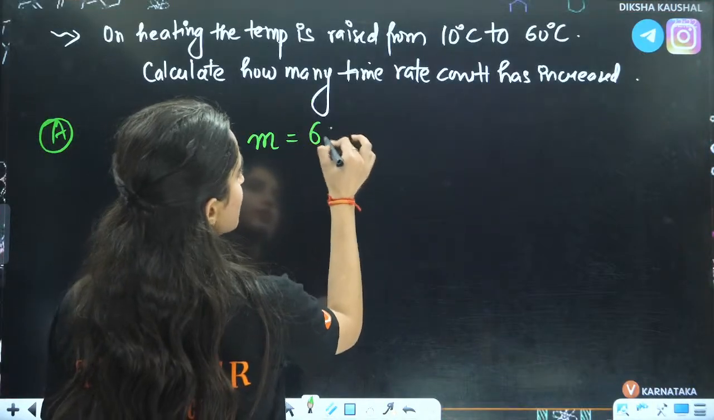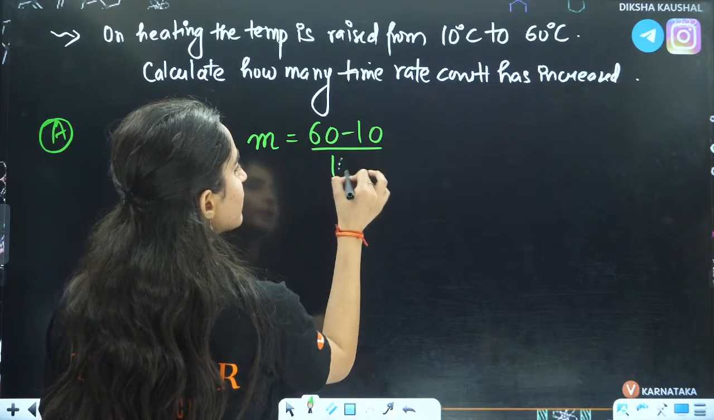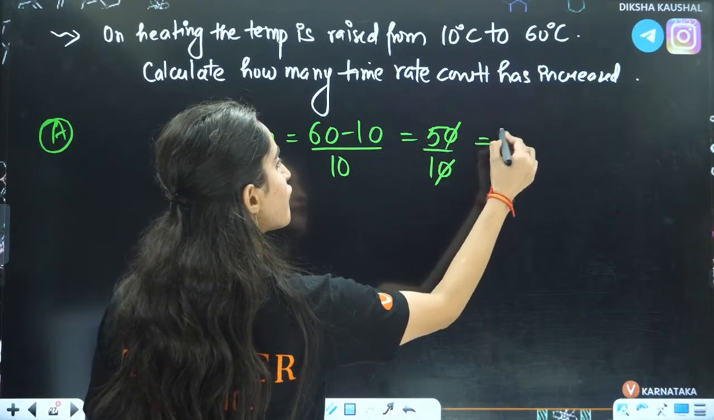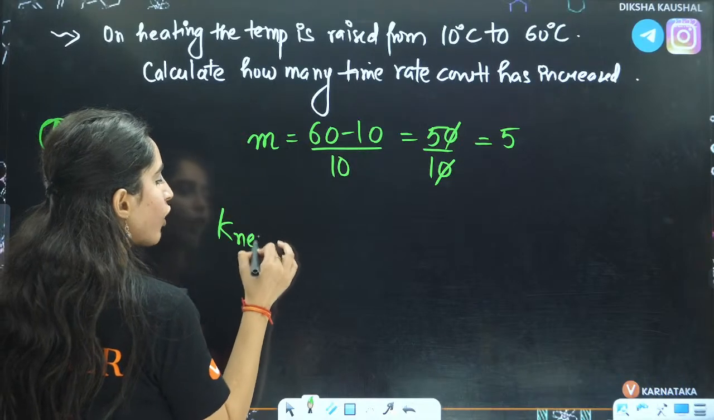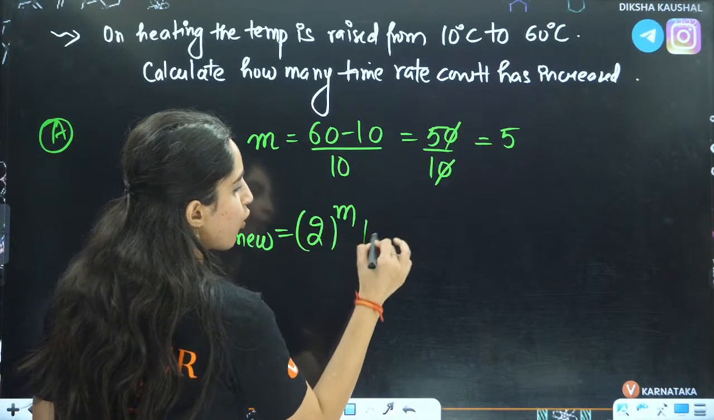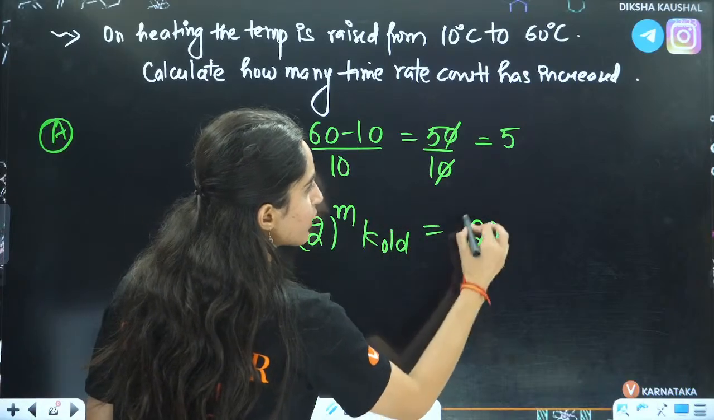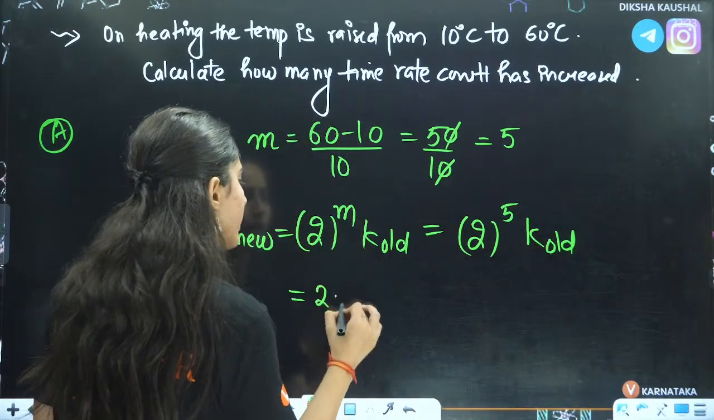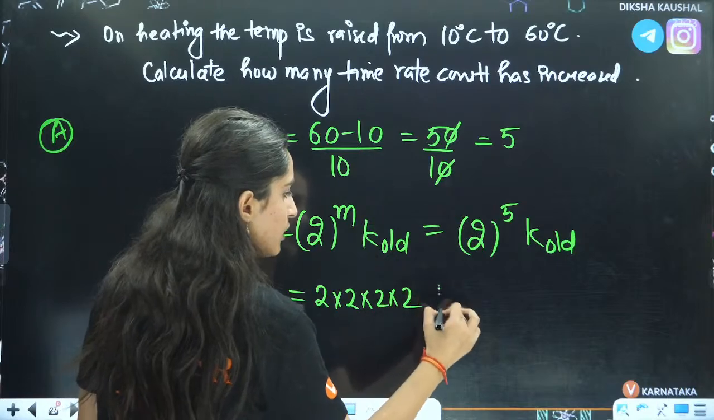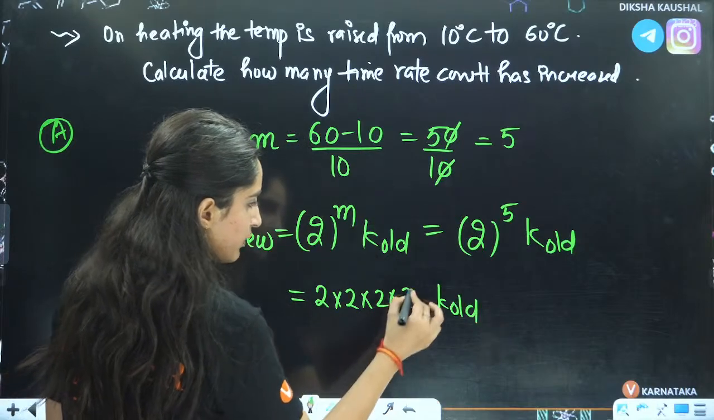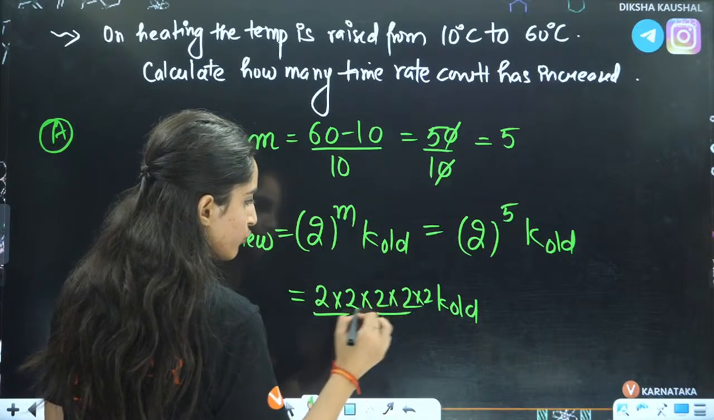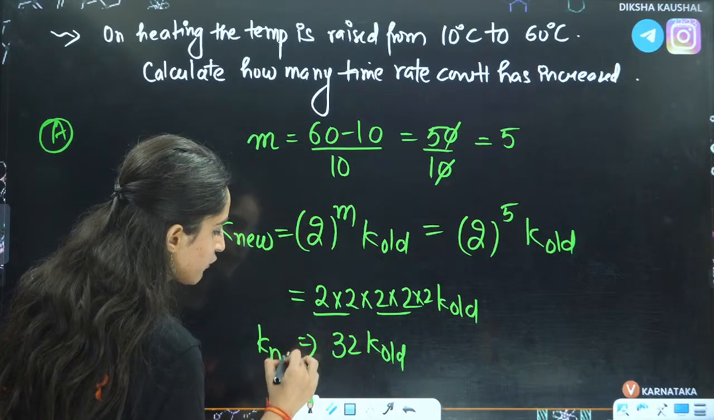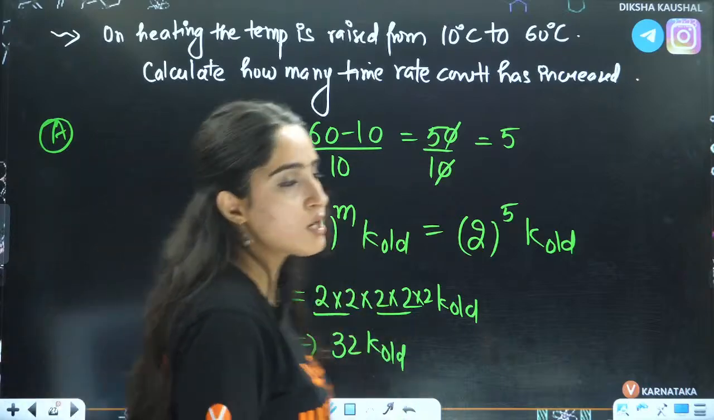New temperature is given to be 60. Old is 10, divided by 10. It will be 50 by 10, so the answer is 5. So the new rate constant is 2 raised to power m times the old rate constant, that equals 2 raised to power 5 times the old rate constant. So 2 into 2 into 2 into 2. 2 to 4, 4 to 8, 16, 16 to 32 times the old rate constant. That will become your answer.